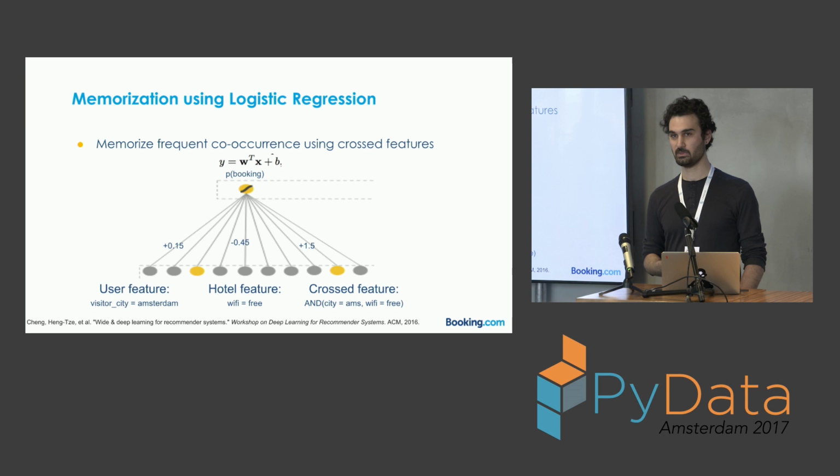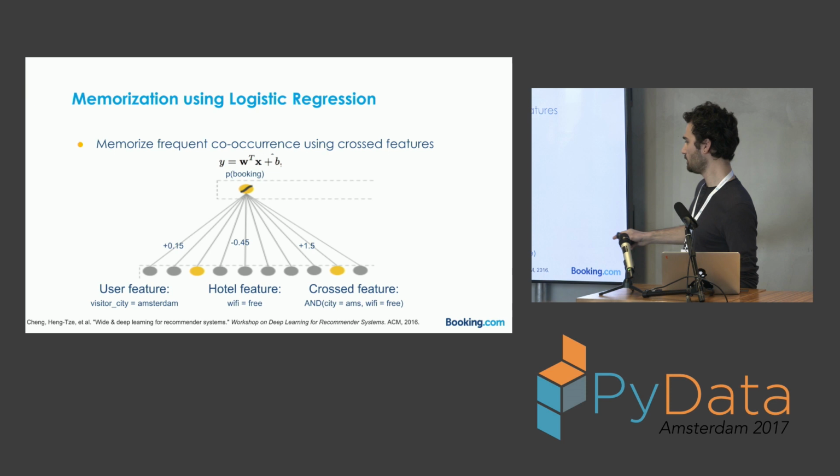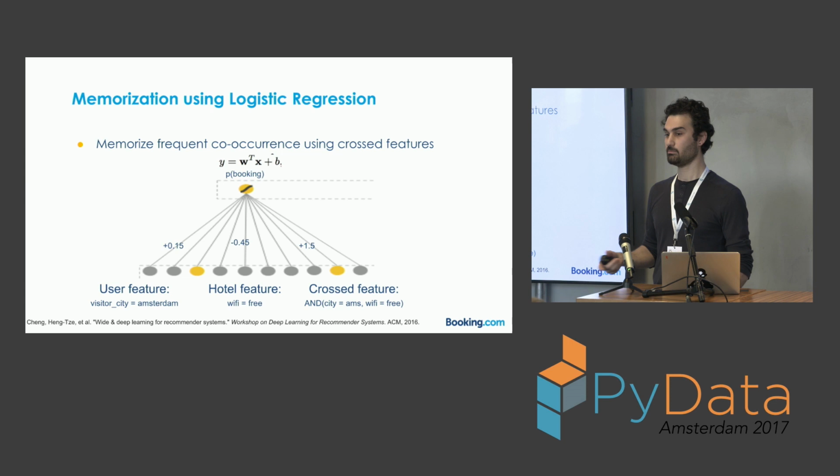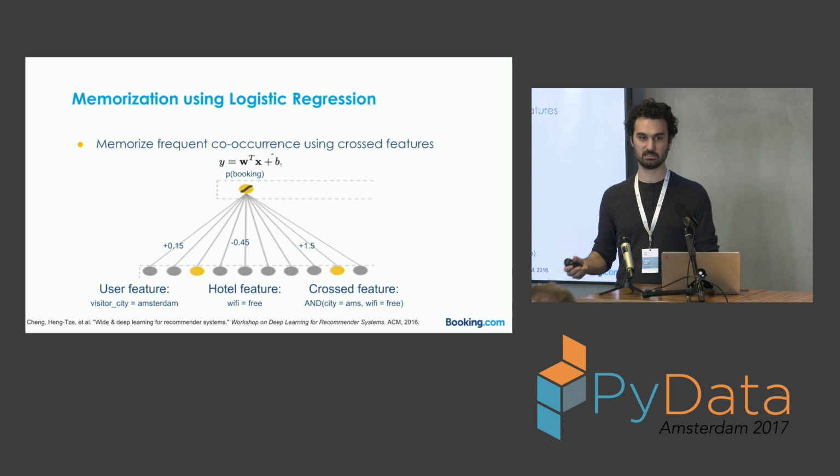What it does is this white part, as they call it, which is logistic regression, has input features, right? Visitor city, whether it has free Wi-Fi or not. And then you also use the cross features, right? Like interactions. If users from Amsterdam prefer free Wi-Fi hotels, and if they do it frequently enough, maybe it's something we should know. Maybe it should even be a rule. Maybe for all users from Amsterdam, we should always show the free Wi-Fi hotels. This is, of course, just an example. You can come up with a similar example for your domain.